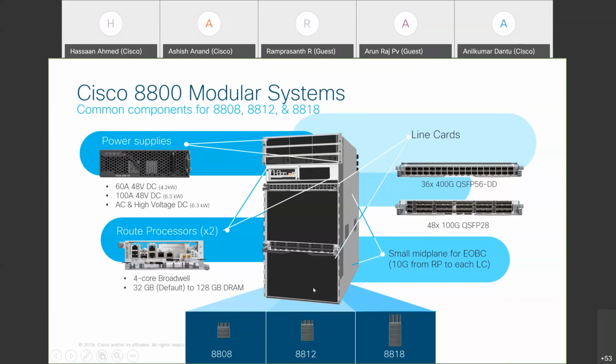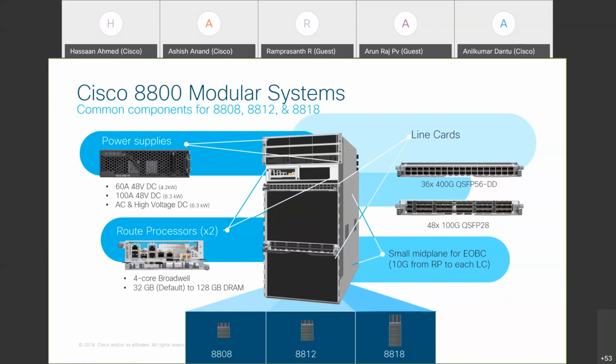Depending on the system, like an 8 line card system will have 8, 12 will have 12, and 18 will have 18. So on the front you have your RPs and your line cards. But on the back side of the chassis, you will have your fan trays and your fabric cards.